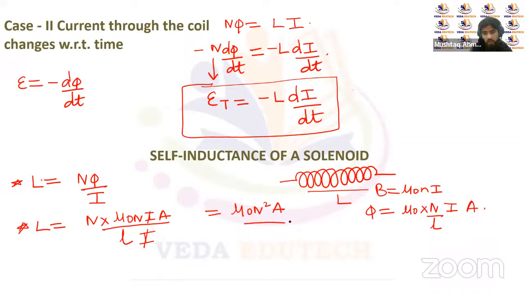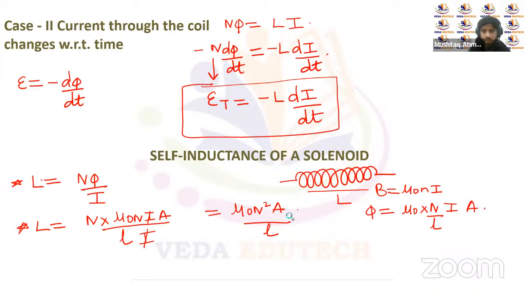We can see here that it directly depends upon the geometry of the conductor. It does not depend upon the current flowing through the conductor. So the coefficient of self-inductance is independent of the current flowing through it. It only depends upon the geometry of the conductor. This is how we can calculate the self-inductance of a solenoid.